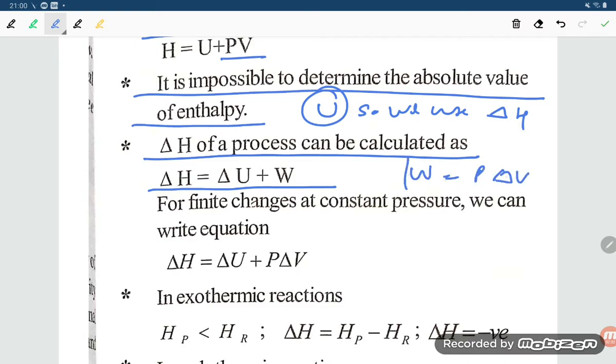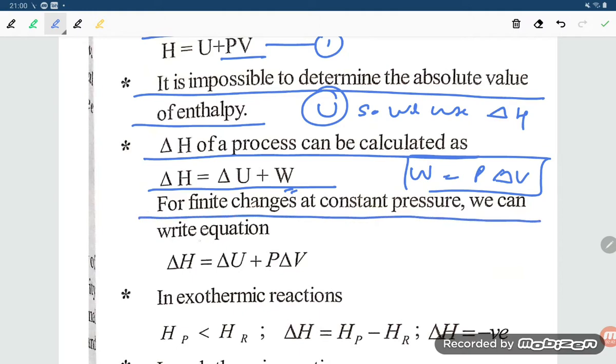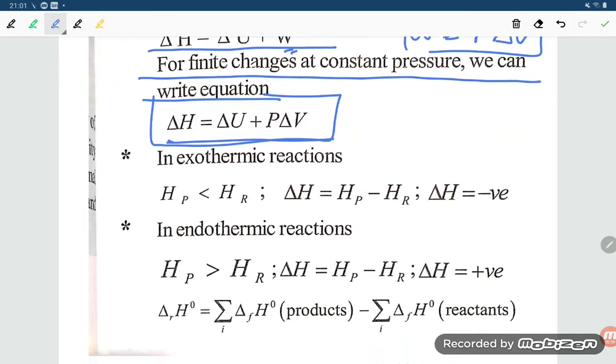So directly W is equal to what? In this equation, in place of PV we are writing W. Now for a finite change at constant pressure we can write delta H is equal to delta U plus P delta V. Okay, so if there is a change in the volume and internal energy, delta H is equal to internal energy plus pressure volume work, that is P delta V.